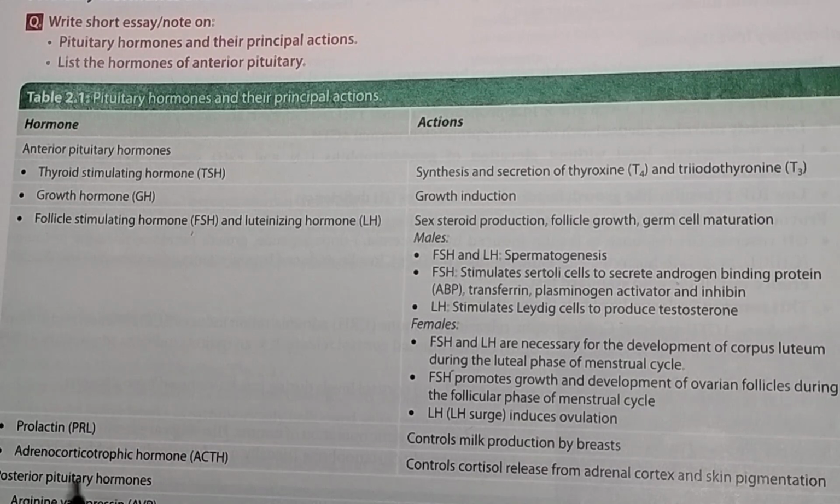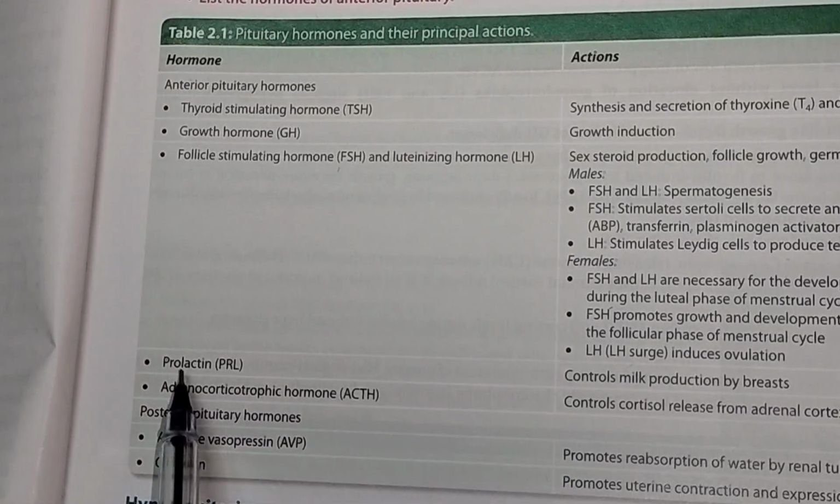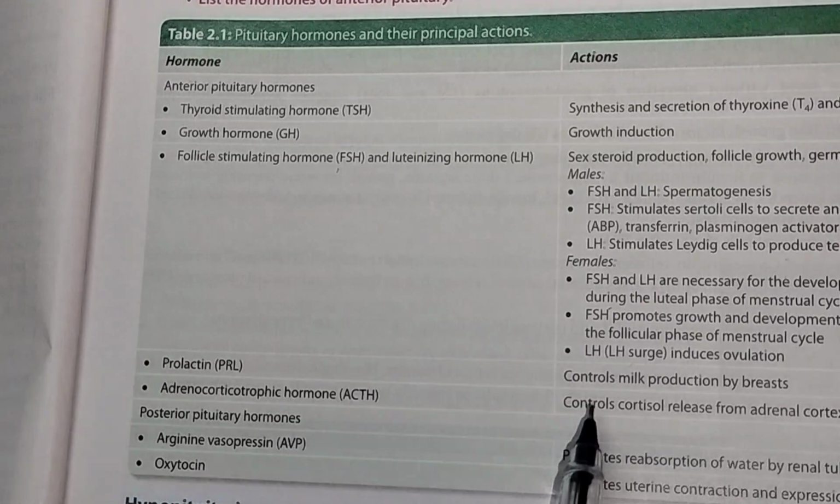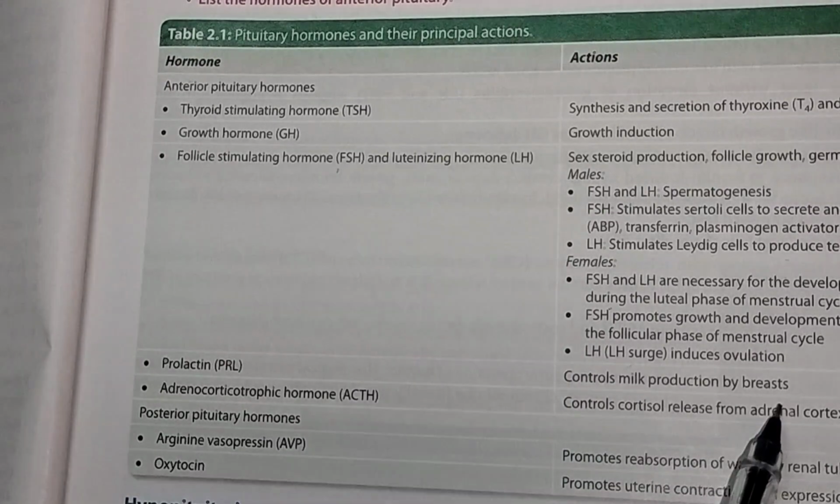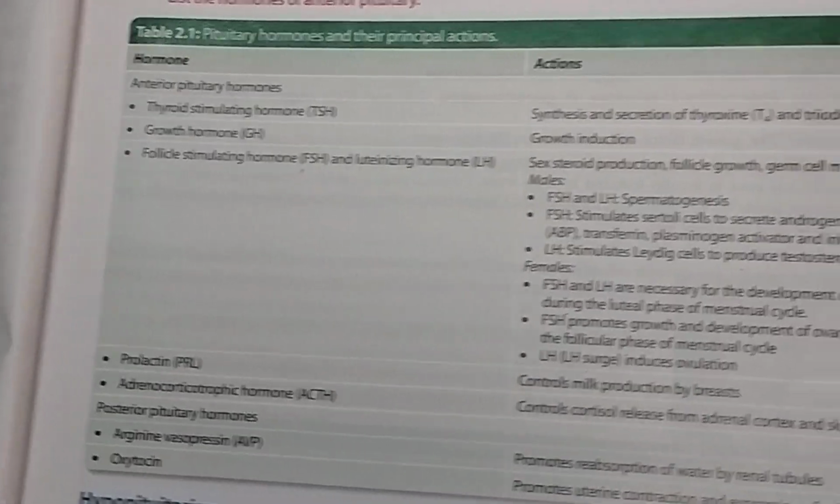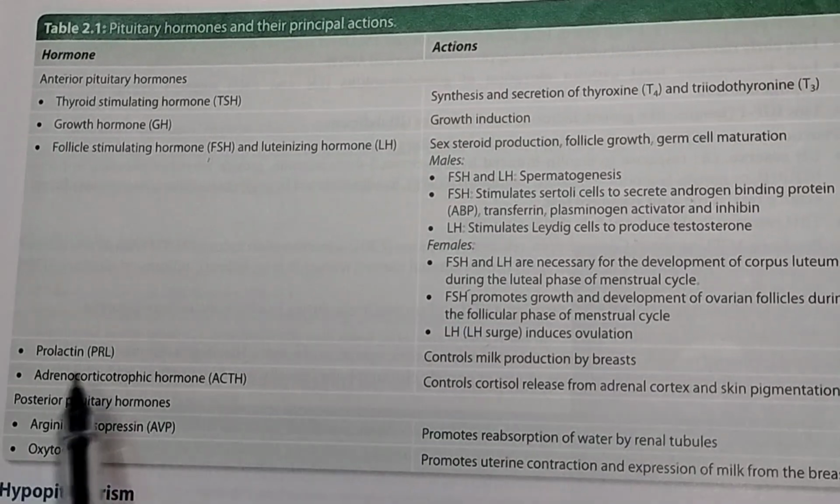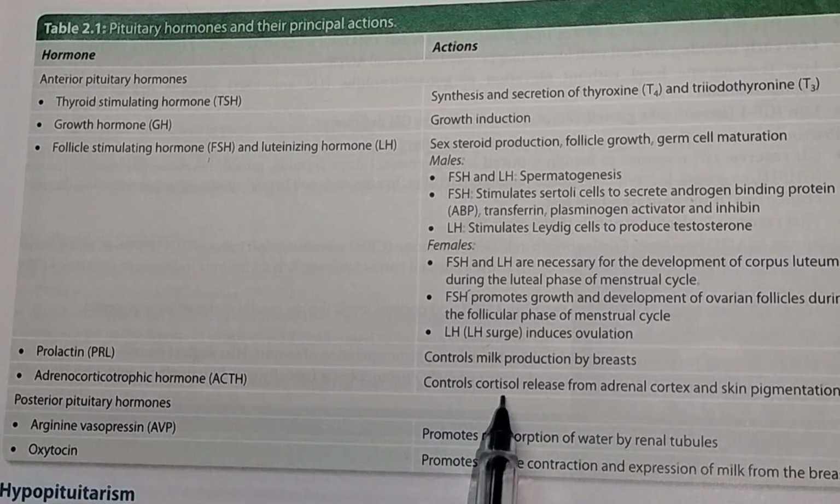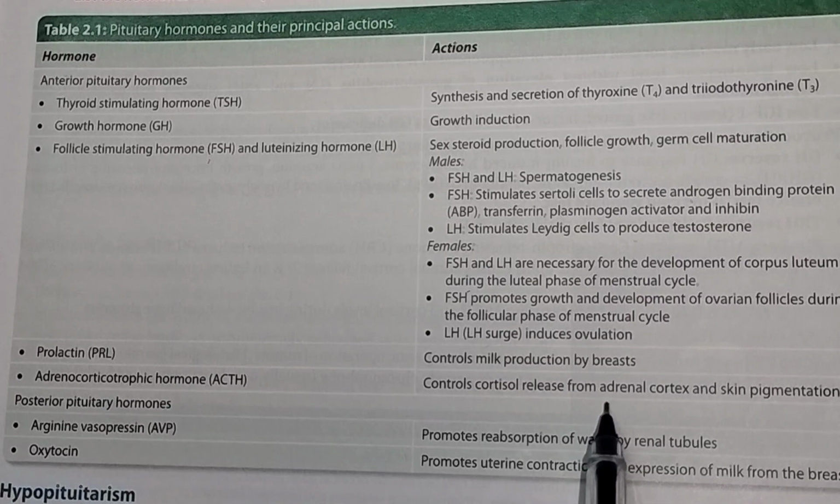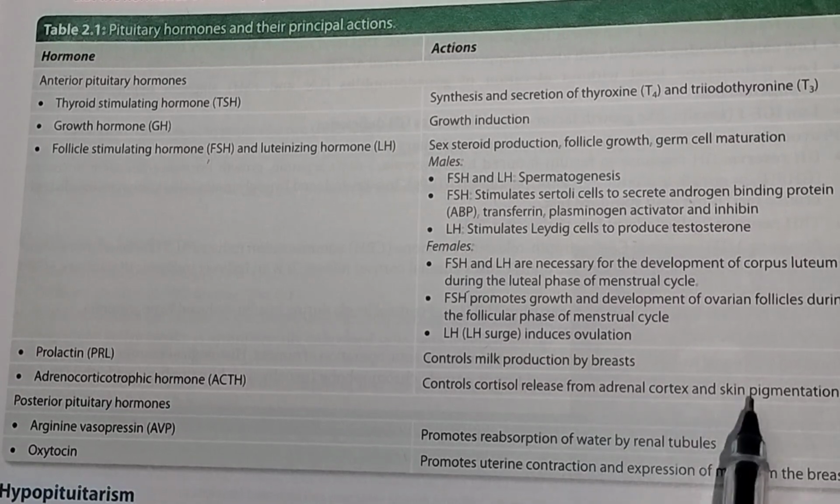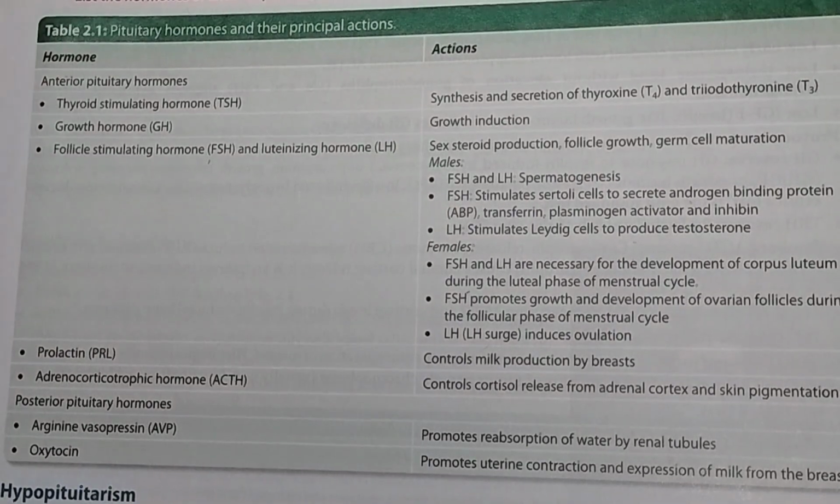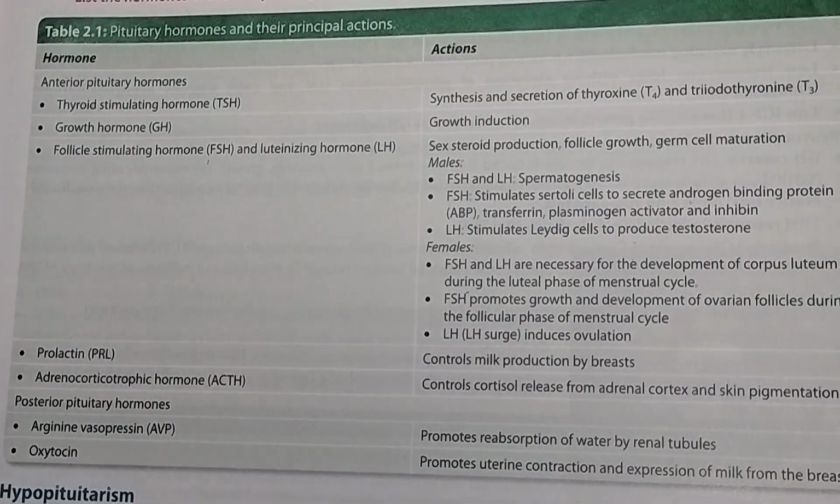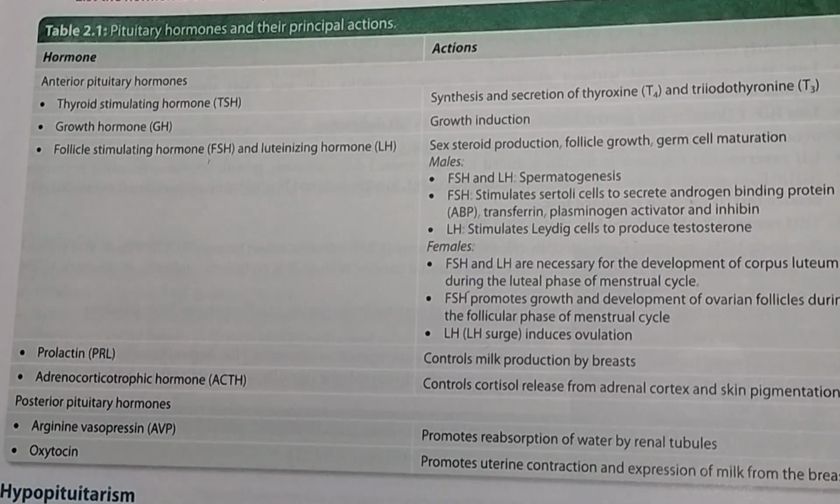Next we will study prolactin. What does prolactin do? Prolactin controls milk production by the breast. Now adrenocorticotropic hormone, that is ACTH. It controls cortisol release from the adrenal cortex and skin pigmentation. Now we have studied the anterior pituitary hormones. Let's go to the posterior pituitary hormones.